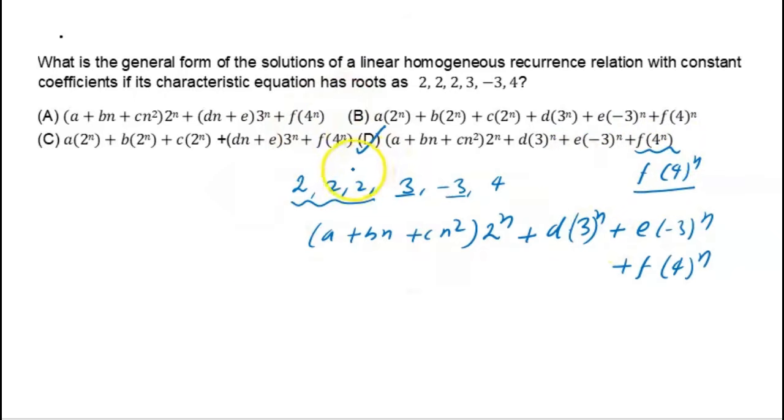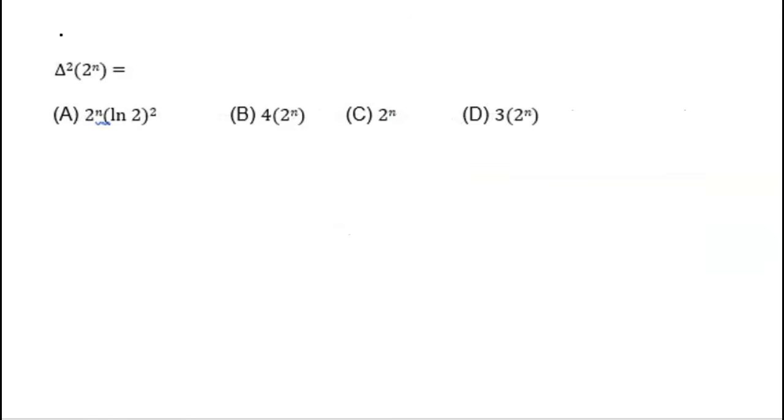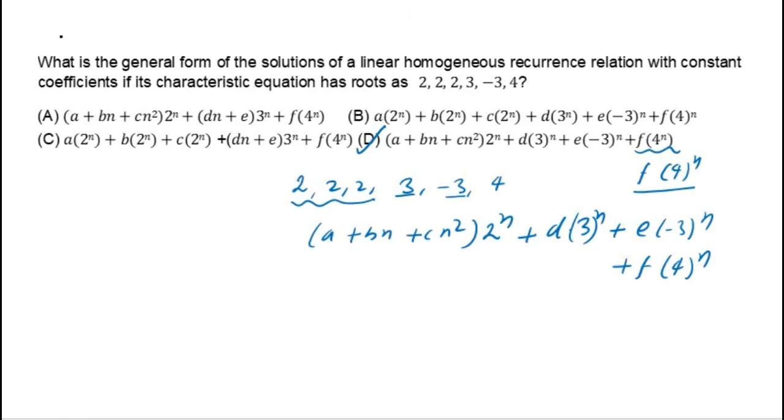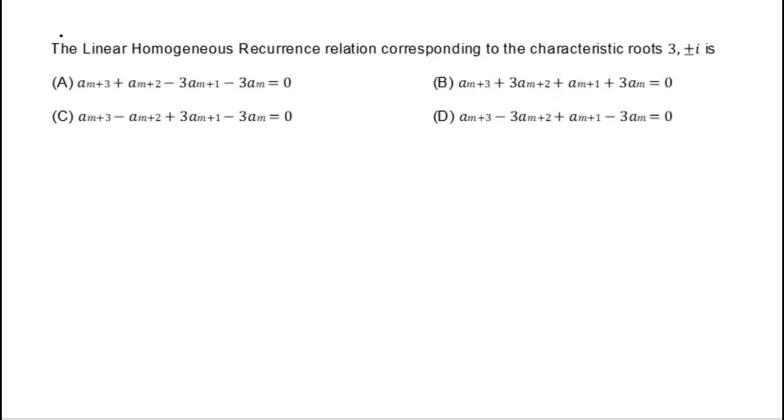I hope you know how to write the solution of a homogeneous linear recurrence relation with constant coefficient. Repeated roots and distinct roots, so two possibilities are there. Now let us come to this question. The linear homogeneous recurrence relation corresponding to the characteristic roots, and now the roots are 3 and plus minus i.